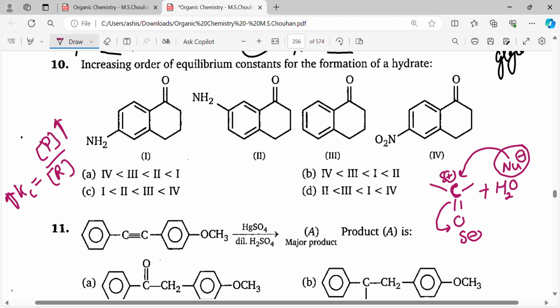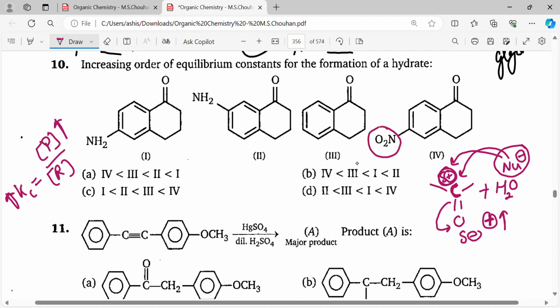Now the attack of the nucleophile on this positively charged carbon depends upon the intensity of positive charge present on the carbonyl carbon. If the positive charge on the carbonyl carbon is increased, the nucleophile will attack faster on this carbonyl carbon, so our equilibrium constant will also be high. So the factors which increase the positive charge on the carbonyl carbon will increase the equilibrium constant of this reaction, meaning hydrate formation.